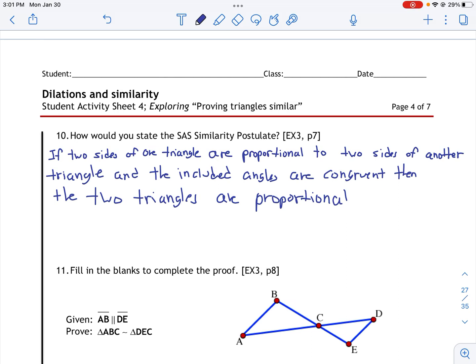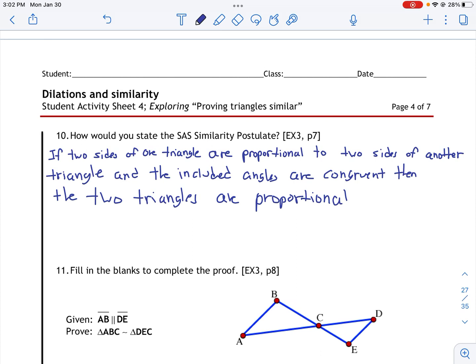I know, a lot of writing. Guarantee you, I can envision the people in the class right now who would be complaining about how much writing there is. Yes, abbreviate if you need to. That is okay. So we talked about side, side, side. We talked about side, angle, side. And we talked about angle, angle, angle similarities today.